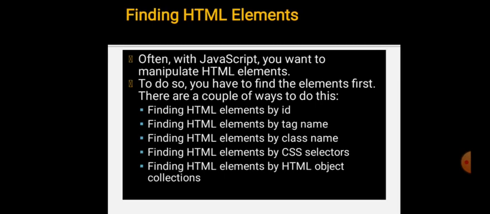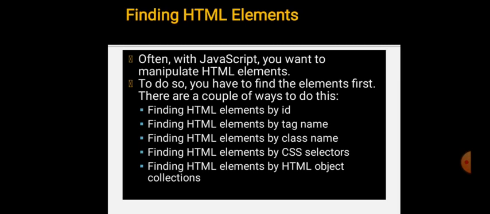For example, if you want to change its content, its attributes or properties, or its style, first and foremost we need to find that HTML element. So there are some functions which are used for finding HTML elements in the document object model. These functions include finding HTML elements by using its ID, by using its tag name, and by using its class name.